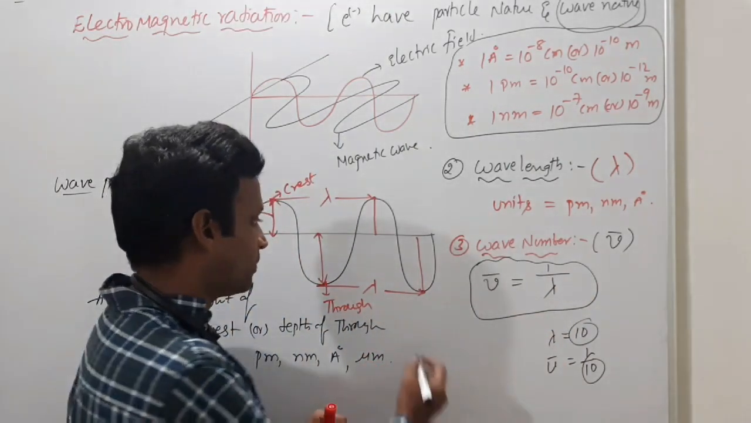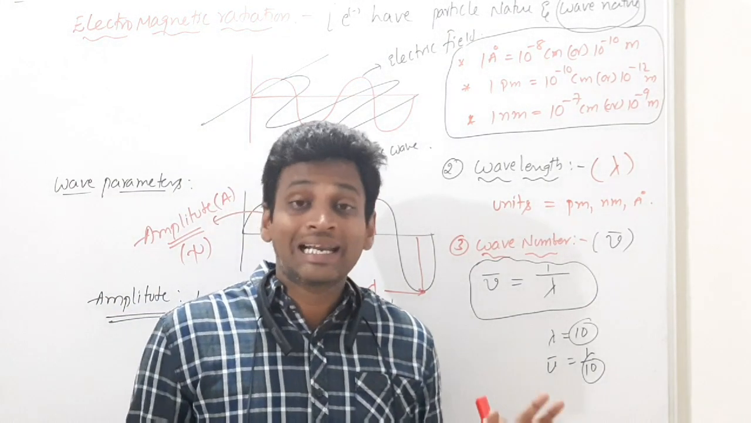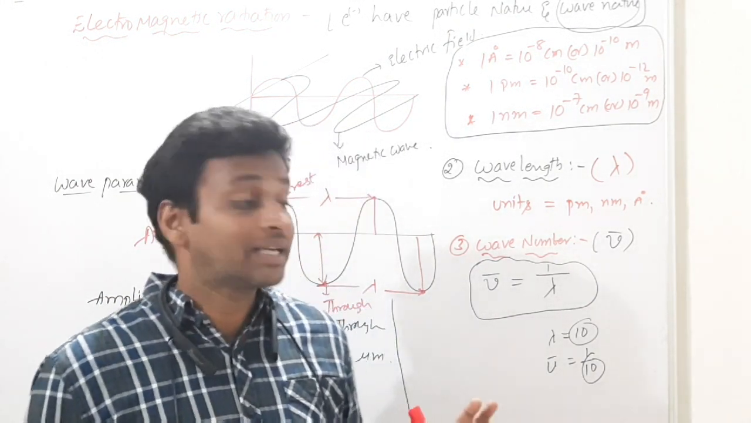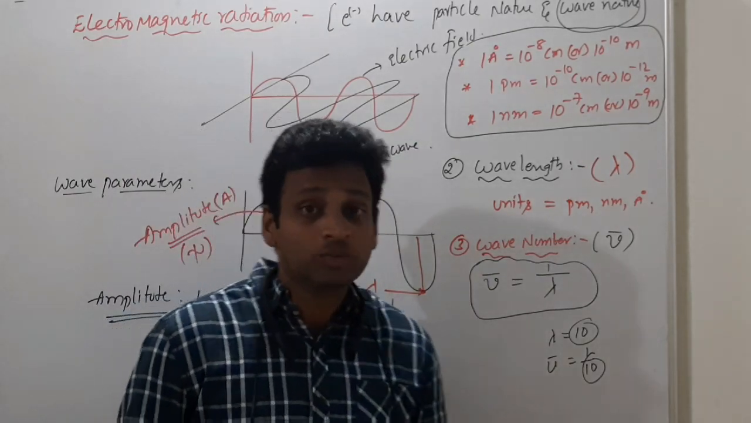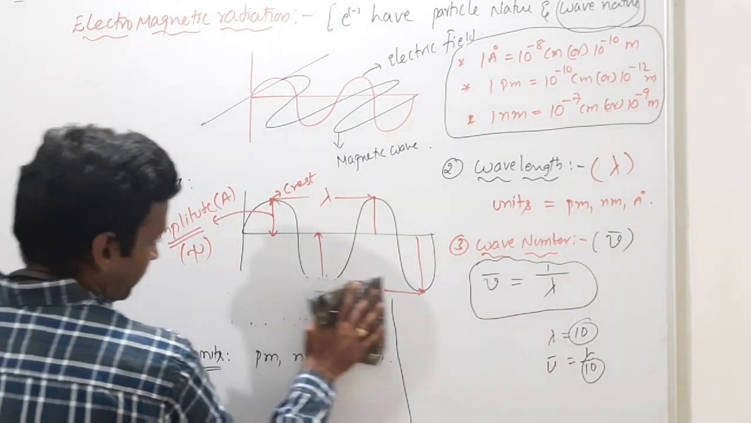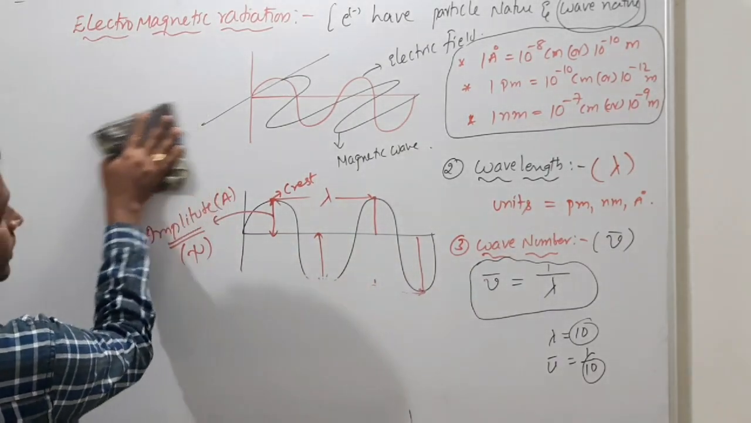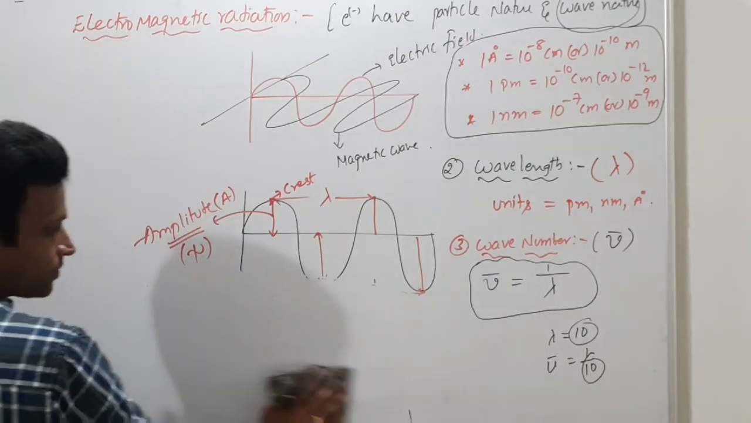And now the definition is very important. What exactly is it? Very simple. The number of waves present in unit length. The number of waves present in unit length is called wave number. Write down all these things. Take a screenshot and write it down.